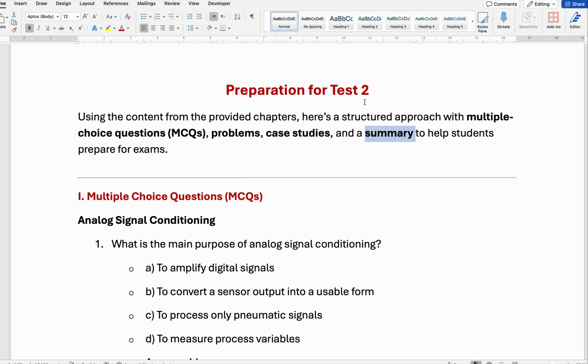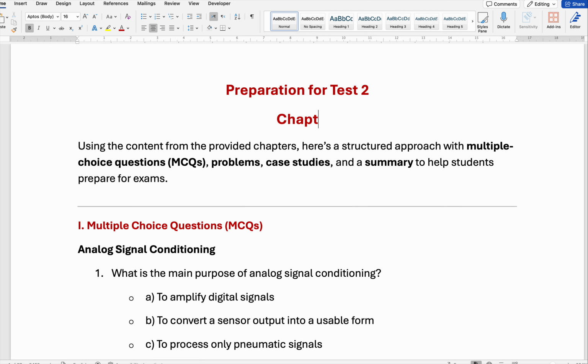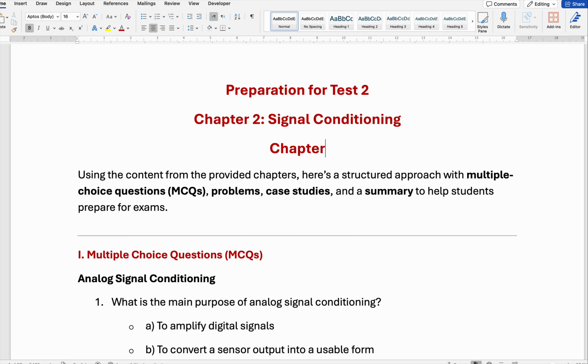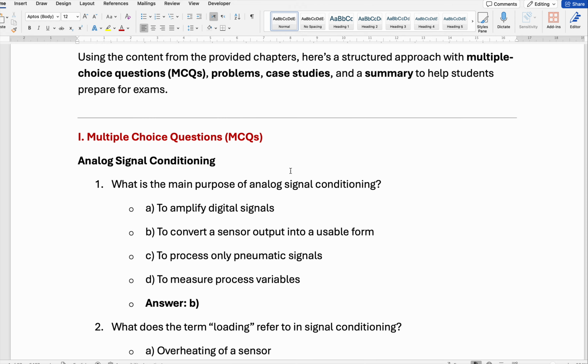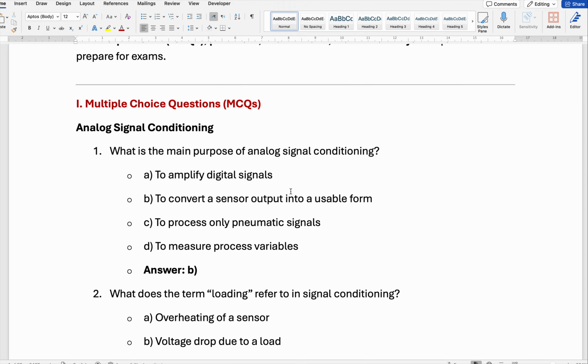For our exam, if you can recall, test 2 includes chapter 2, which is to do with signal conditioning, and if you can also recall, we also went through chapters 4 and 5, which are to do with sensors and transducers. Make sure that you go through the PowerPoint presentations. Now let's warm up with our questions.